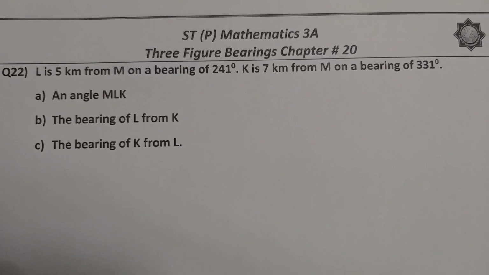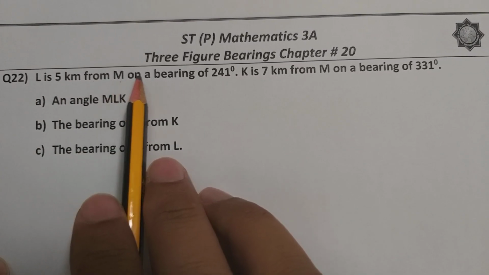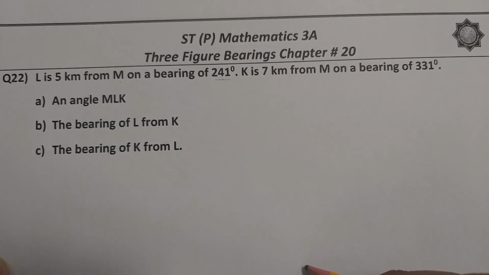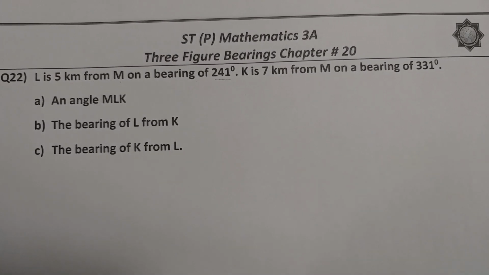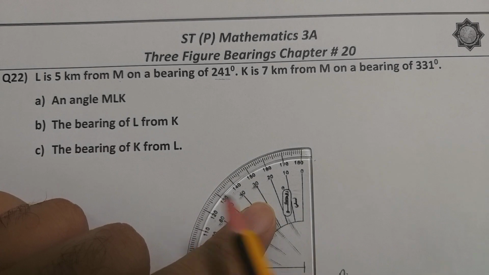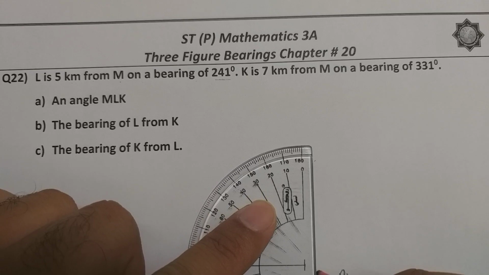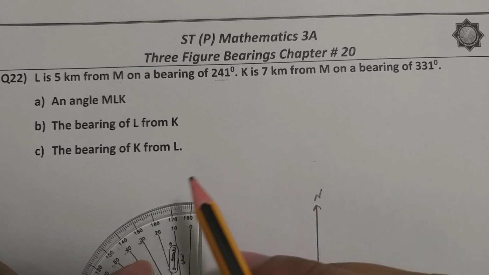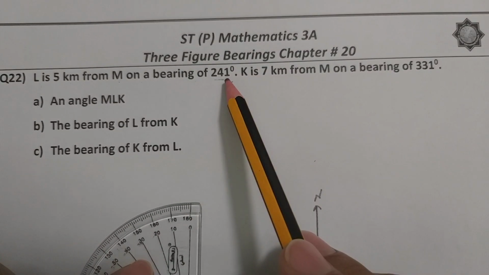In this question, which is also about the bearing question, L is 5 km from M on a bearing of 241. So let's suppose we consider this is the point M, and L is with the bearing 241. Draw the north line on M. Five kilometers L from M with the bearing 241.